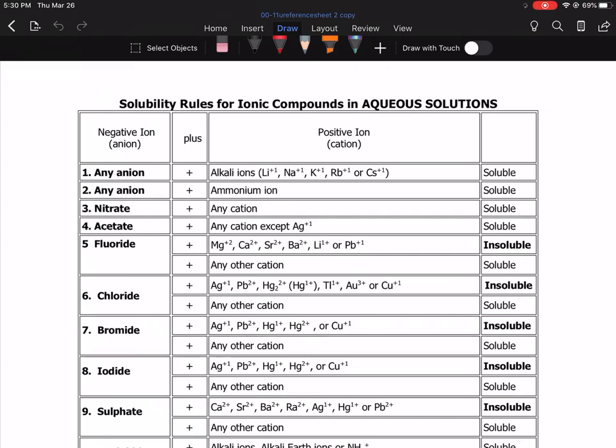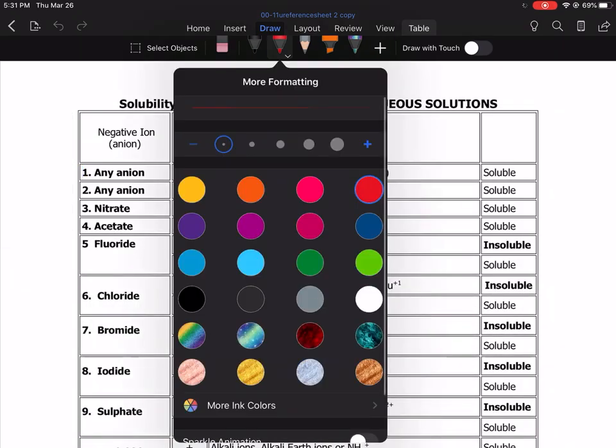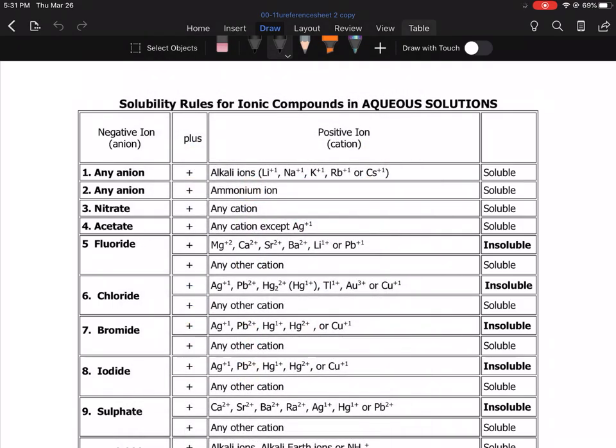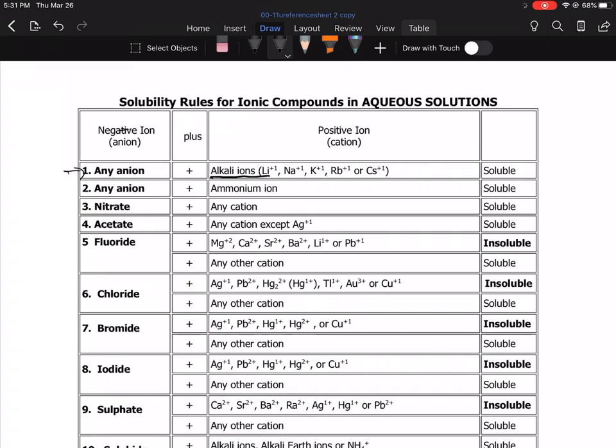There are some substances that are very, very soluble. You can see here in row number 1 that anything plus the alkali ions, lithium, sodium, potassium, rubidium, and cesium, anything you put with any anion, any negative ion, is going to make a soluble substance because they are small. It's easy for them to fit between the water molecules in a sample of water. So then you'll have solubility.